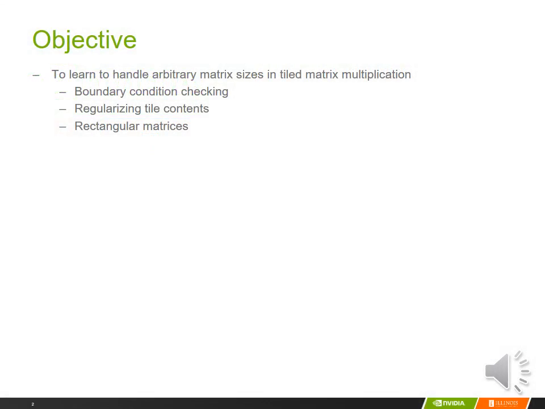The objective of this lecture is to learn how to handle arbitrary matrix sizes in tiled algorithms. We're going to learn how to do boundary checking when loading tiles, and how to regularize the contents of tiles to simplify the core computation. And then we're going to extend our techniques to handling rectangular matrices.